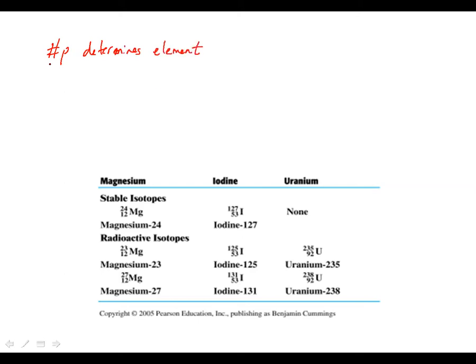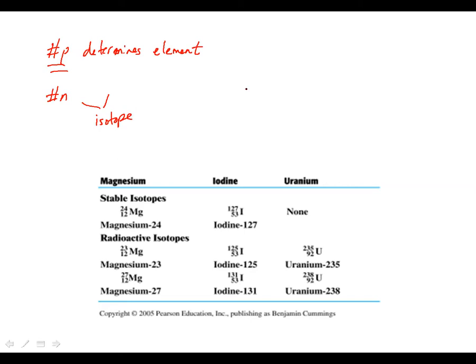And as long as we keep the number of protons the same, we are talking about the same element. So we can change the number of neutrons and get an isotope. And that isotope will be the same element because, again, they do have the same number of protons.